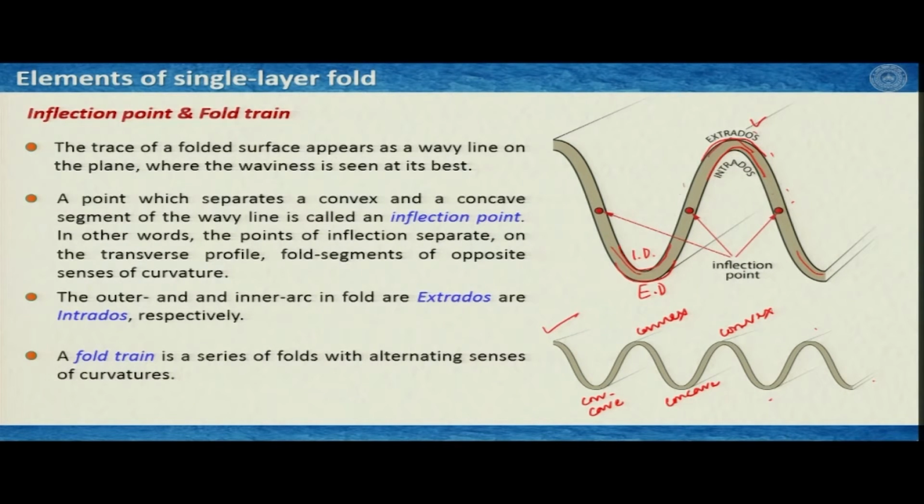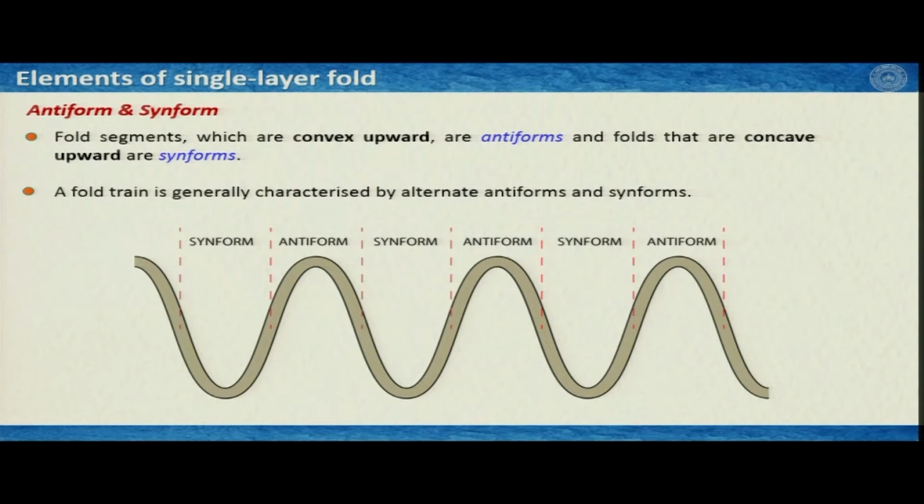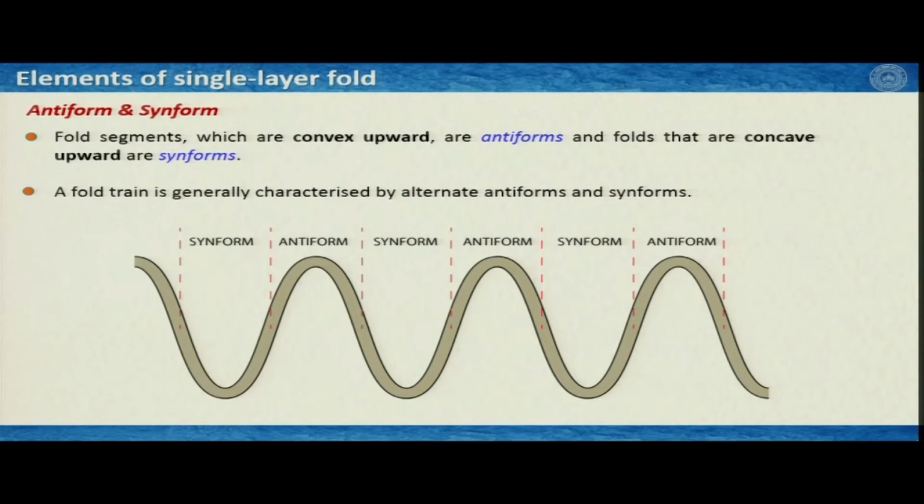Now, with this concept of inflection point, fold train, extrados and intrados, let us move to the next element. What we learn here are two very important terminologies related to fold geometry and fold description: antiform and synform. Fold segments which are convex upward are antiforms and the folds that are concave upward are synforms. So, a fold train is generally characterized by alternate antiforms and synforms. Now we define the fold train with the help of antiform and synform.